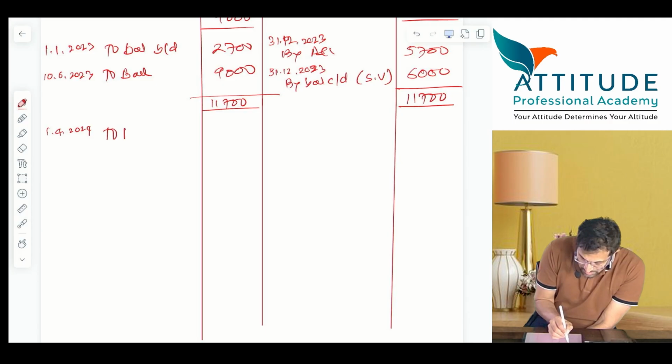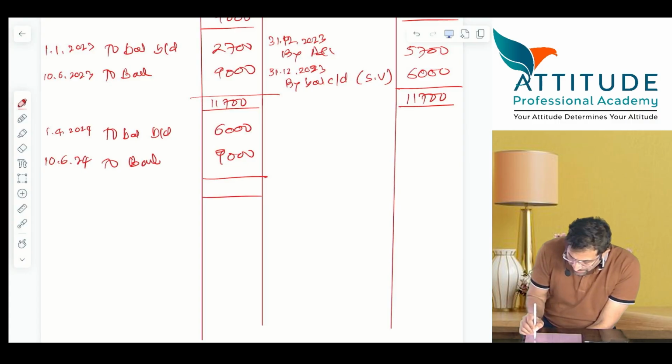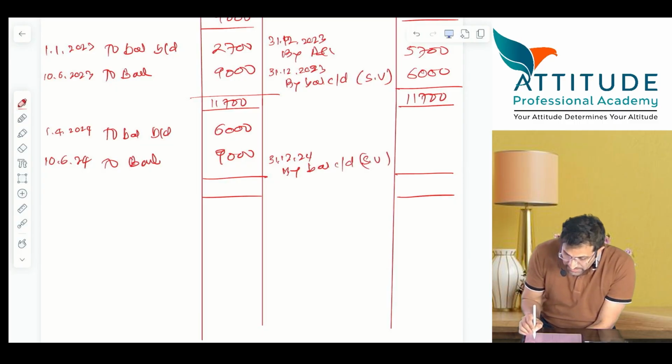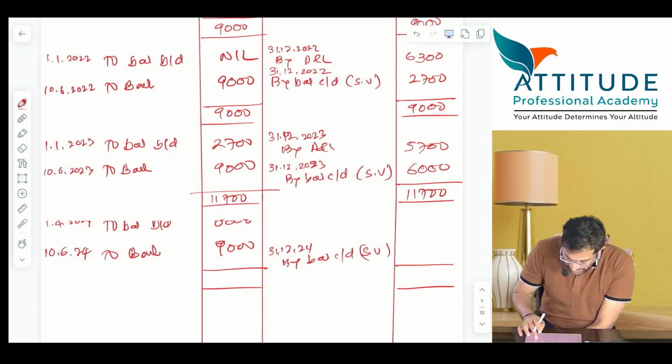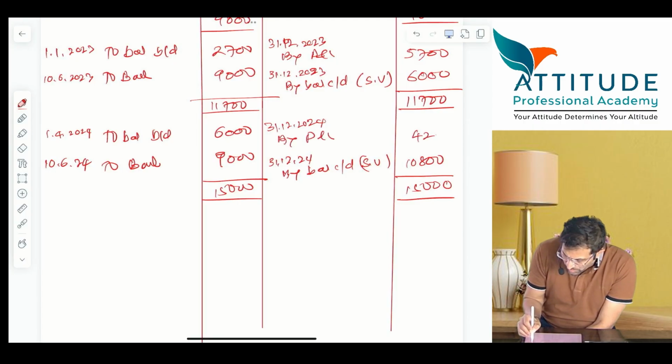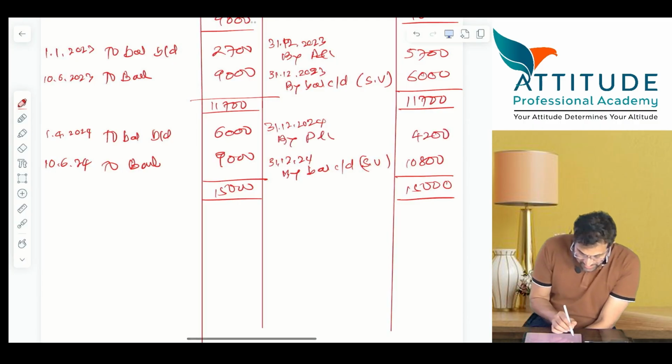1/1/2024, to balance brought down. Surrender value 6,000. Correct? Now premium paid again 10th June 2024, to bank. How much is the premium paid? 9,000. Surrender value. 31st December 2024, by balance carried down. How much is the surrender value? 10,800. Here it is 15,000. So from 15,000 take out 10,800, then how much will go by P&L? 4,200 goes to P&L.